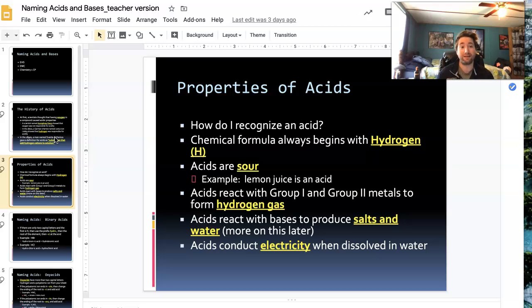Acids react with bases. Bases are kind of the opposite of acids, and they produce salts and water, and more on that later. Acids also conduct electricity when you dissolve them in water, which is why you may have seen people use a lemon as a battery, because the acid cations and the anions conduct electricity. All right, so let's talk about the two different types of acids.